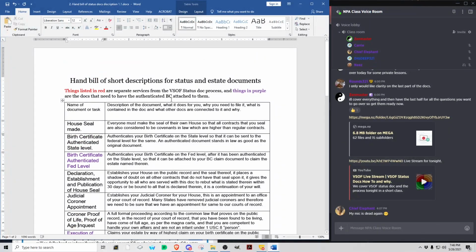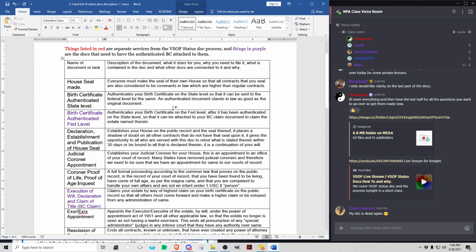And then things in purple are the things that you should have the authenticated BC attached to them. Now, if you've only gotten one copy of your birth certificate authenticated, it's okay. The process can still be done, but I tell everybody that you should get 3 copies of your BC authenticated at both the state and federal level.